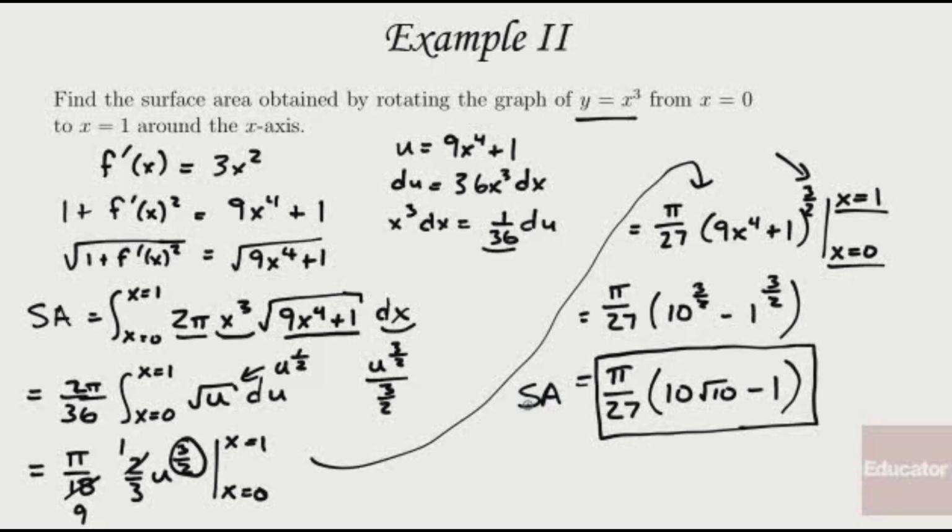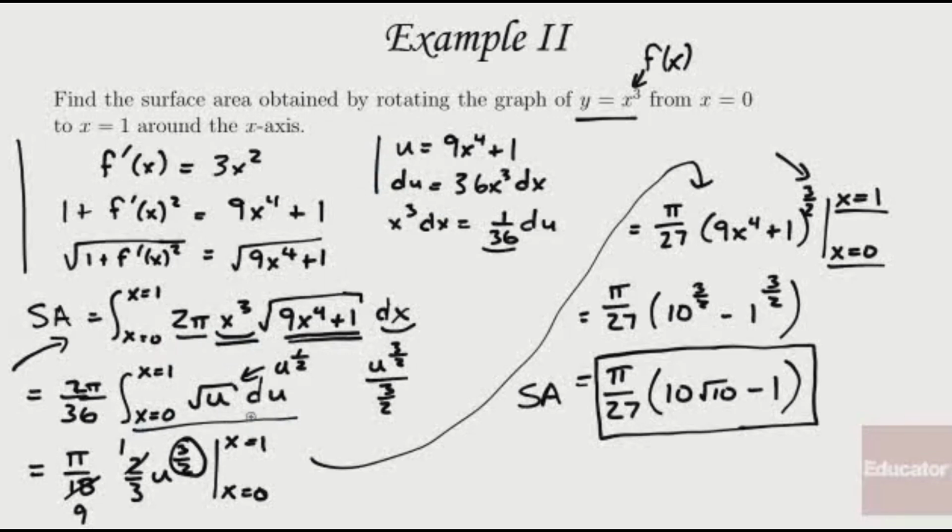So again, the key point there is identifying your f of x, plugging it into the general surface area formula, and then we had a pretty tricky integral there. The key thing was observing that the derivative of 9x to the fourth plus 1 was more or less x cubed, and so we could make this nice substitution that gave us a very easy integral to solve.